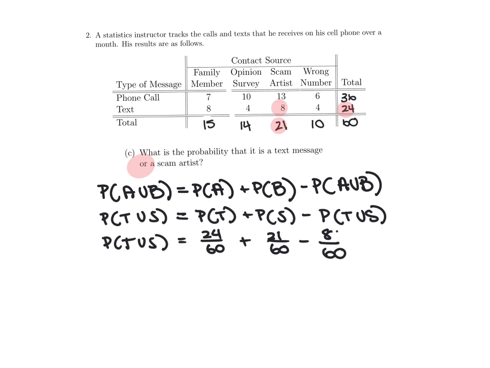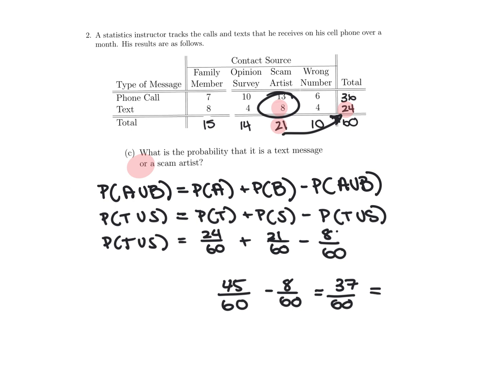Now, it is a common mistake to forget to subtract P and S. But it is important because you don't want to count this number twice because we're already getting it through these. So that's why we need to subtract it. Now, if we add up 24 over 60 plus 21 over 60, we get 45 over 60. Still subtracting 8 over 60, and we get 37 over 60, which then simplifies to 0.6167 as our final answer.